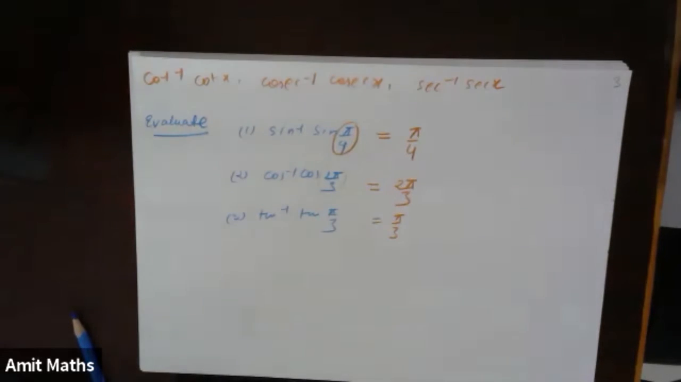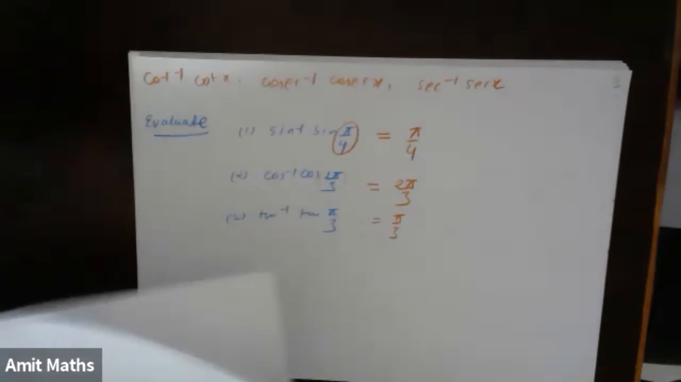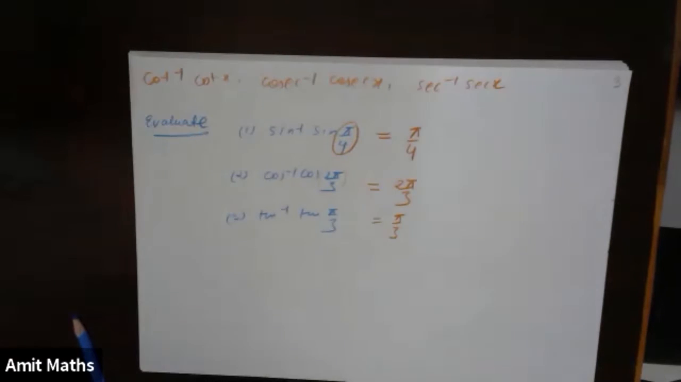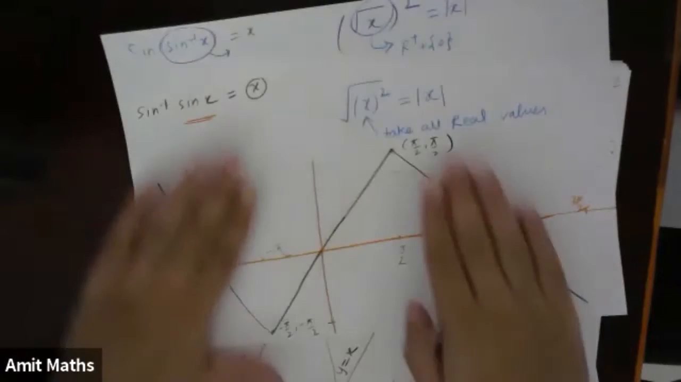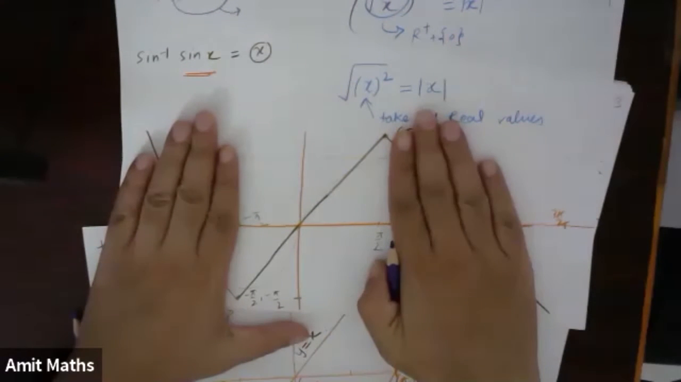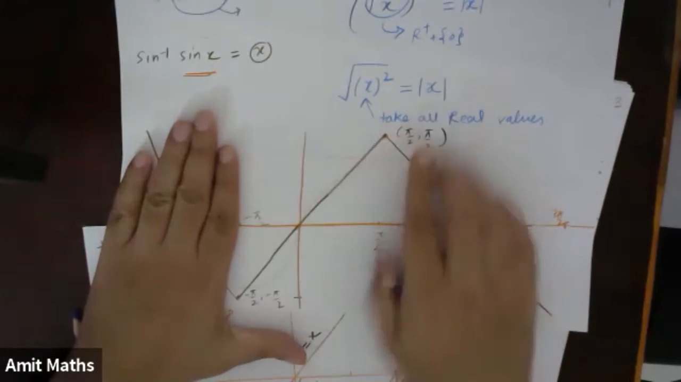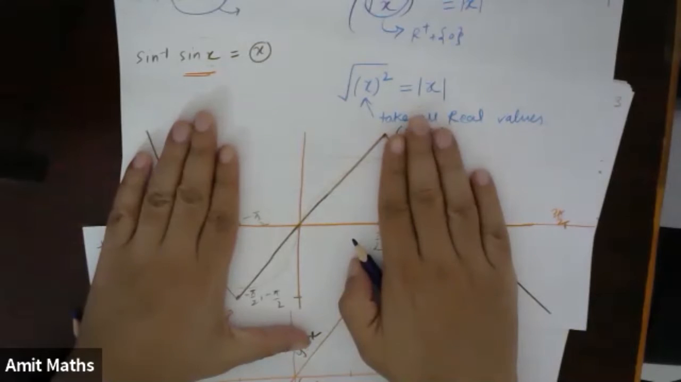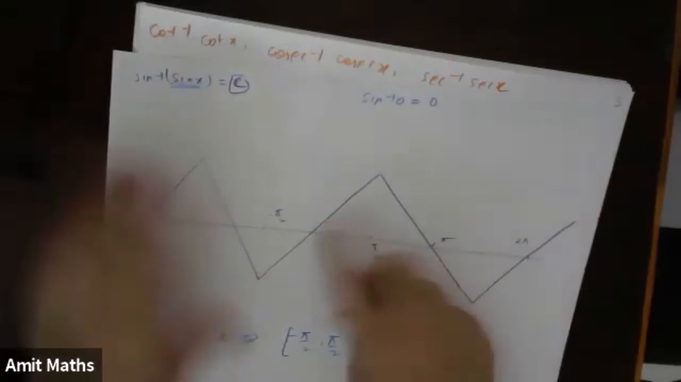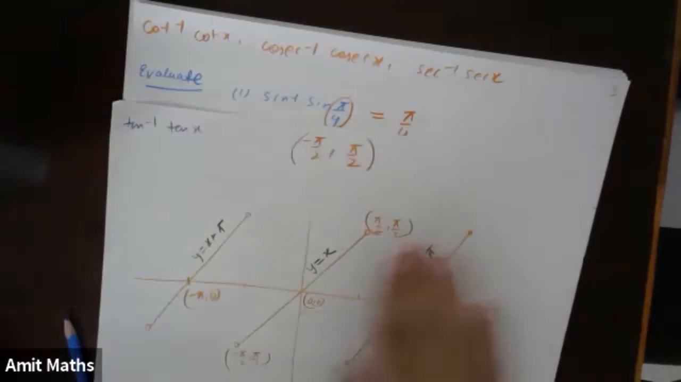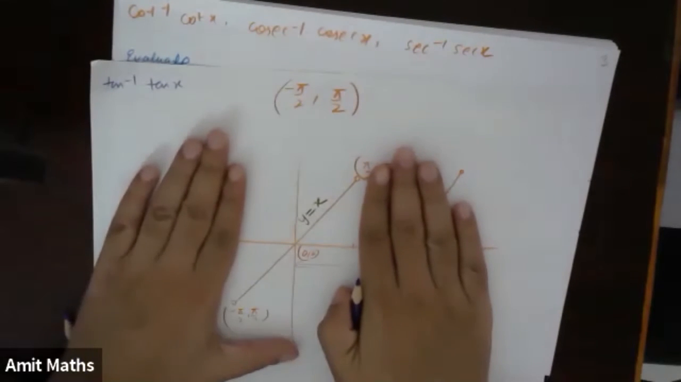If we look at the three graphs very carefully, for sine, between minus pi by 2 to pi by 2, the principal value, the line is y equals x. Similarly for tan, this is for tan only.